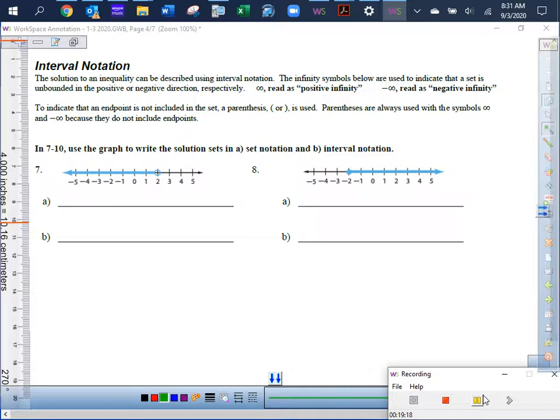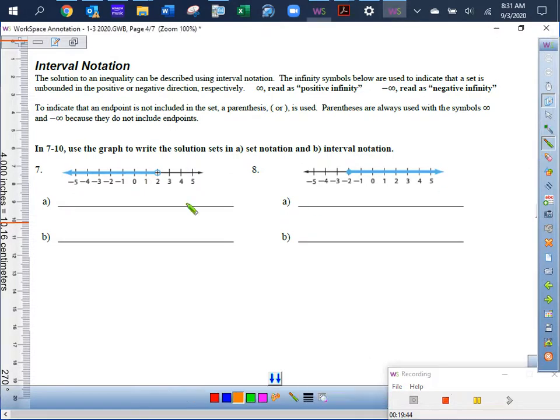So it's kind of back to the front side, where we solved for our variable and we had it in set notation. They're going to have us put it in interval notation. So first things first. Part A, set notation. Part B, interval notation. Let's do part A on number 7 right away.